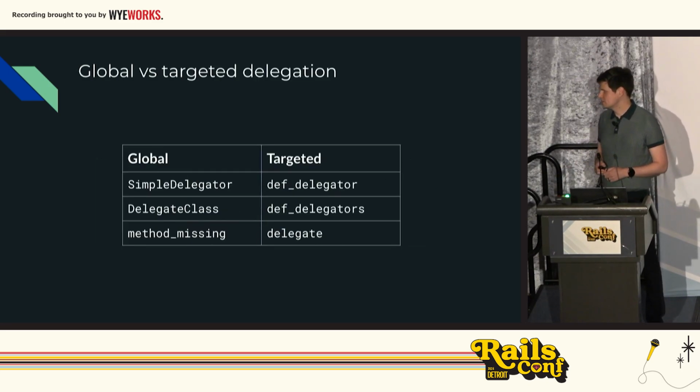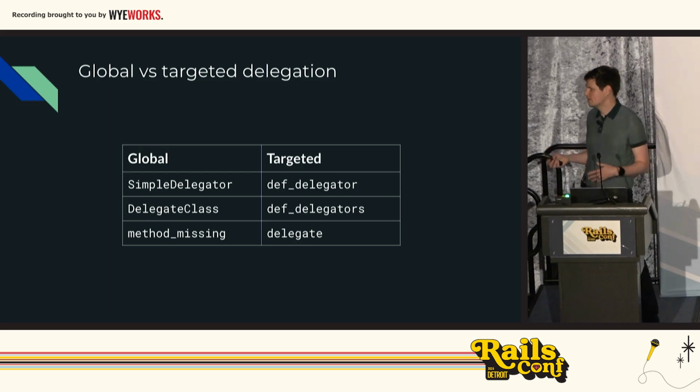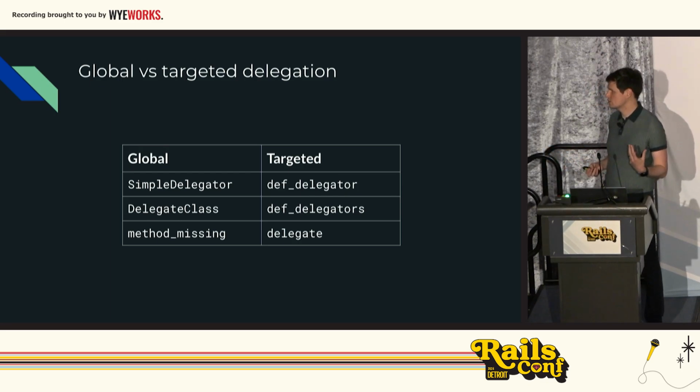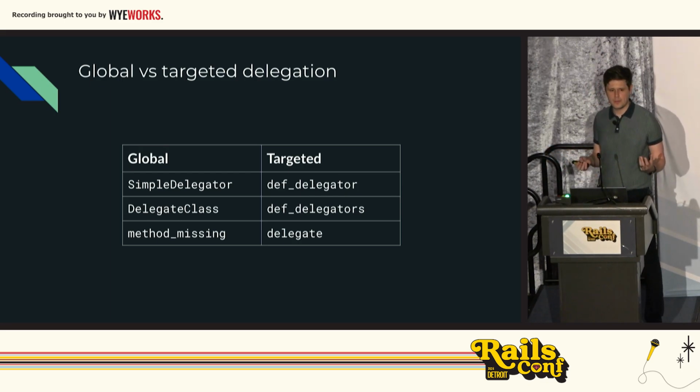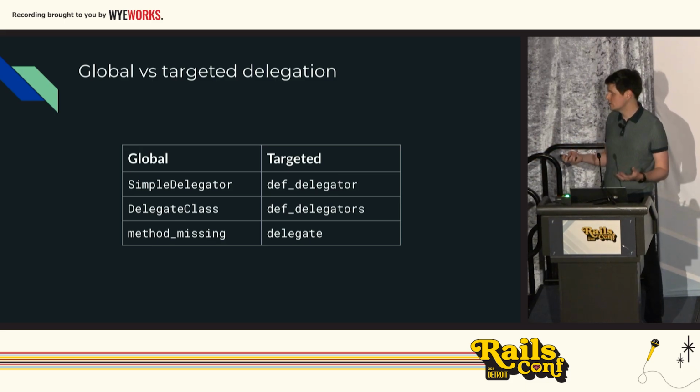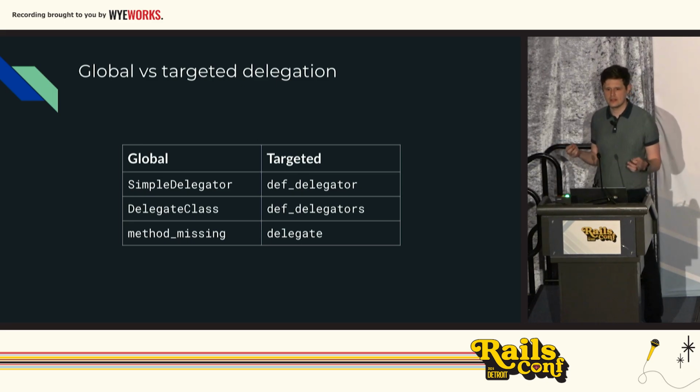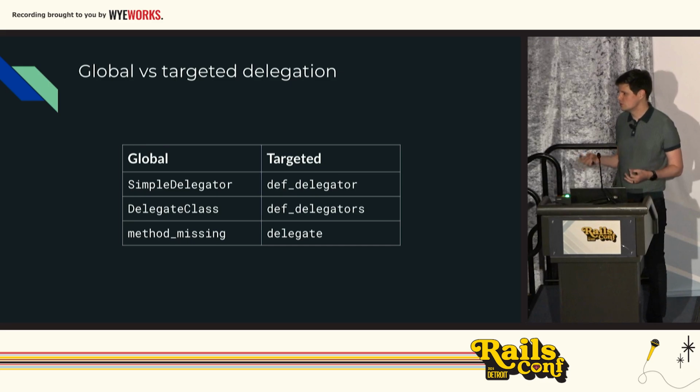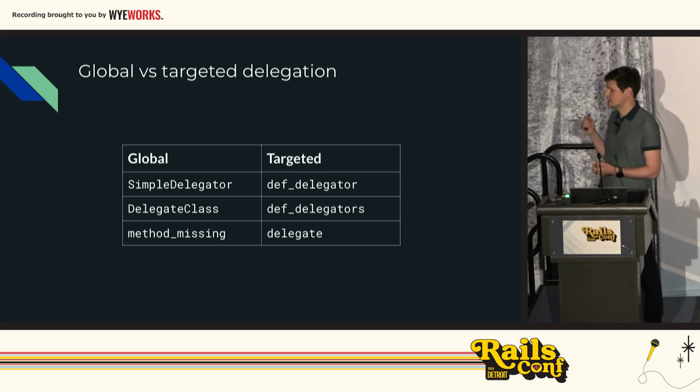And this distinction of global versus targeted, this is my own terminology. This isn't something that you'll likely find if you Google. But what I mean by this is global delegations are something that by default, anything that gets passed along will get delegated to whatever you're delegating to. You don't have to specifically allow list a bunch of methods. Whereas for targeted delegation, you are explicitly saying, I want to delegate this method, I want to delegate that method, etc.